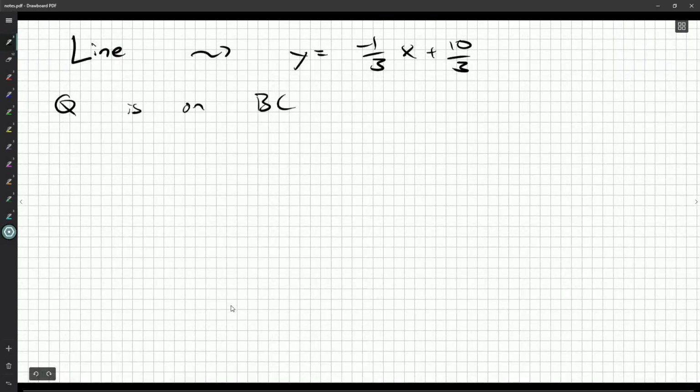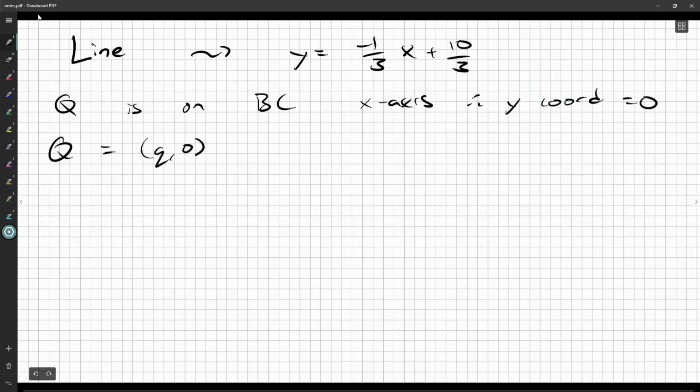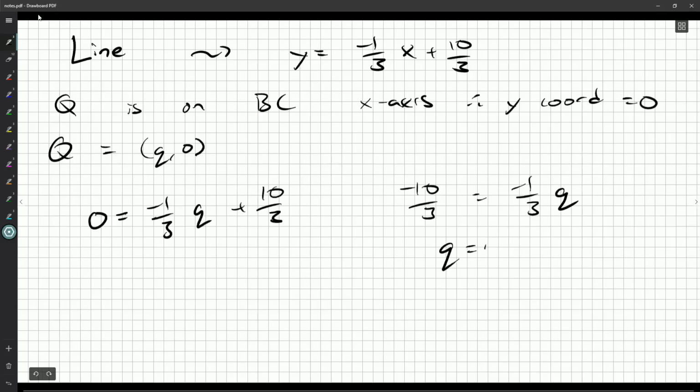Q is on BC, which is the x-axis. Therefore, the y-coordinate is 0. So let's say Q is at Q, 0. Well, then 0 is equal to -1/3 Q plus 10/3. So -10/3 is -1/3 Q. Q is going to be 10. So our point Q is at 10, 0.